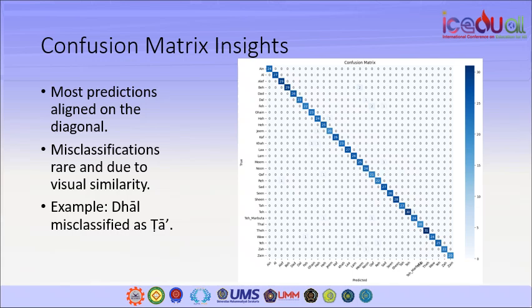The confusion matrix confirmed that most predictions were correct, concentrated along the diagonal. Misclassifications were rare, and when they did occur, they were mostly between visually similar letters. This shows that the model captured distinct visual patterns but still needs refinement for close-looking signs.